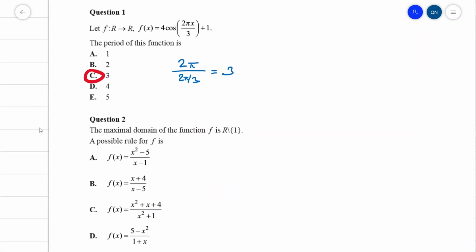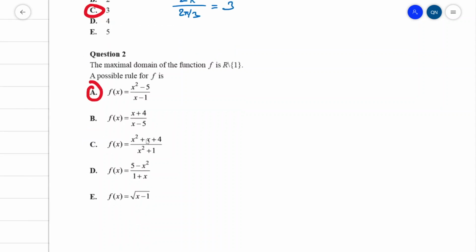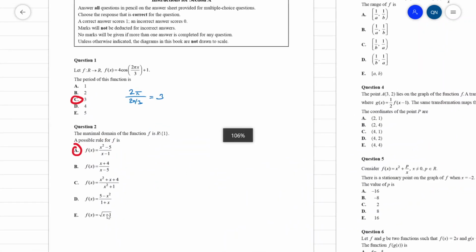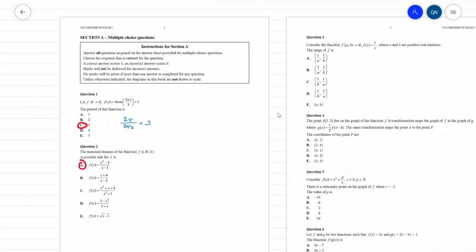Question 2. We want a maximum domain of a function to be all the real numbers except for 1. First of all, we have option A here. That's probably the correct one because we have an x minus 1. That means an asymptote at x equals 1. B wouldn't be an option because the asymptote would be at x equals 5. C could be an option because if you... actually, C is not an option. What am I talking about? Because you can't get a 0 on the denominator there at all. D wouldn't be an option either because the asymptote is x minus 1. And E wouldn't be an option because square roots have no asymptotes. Actually... the square root over here, the maximum domain is from 1 to infinity, not all real numbers excluding 1.